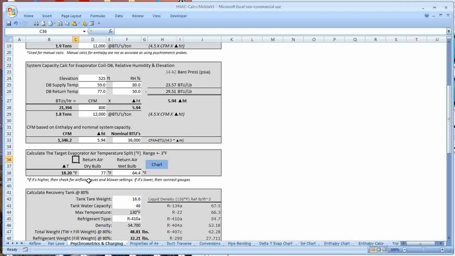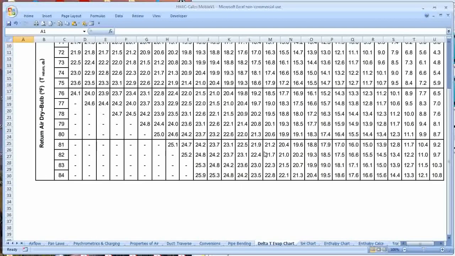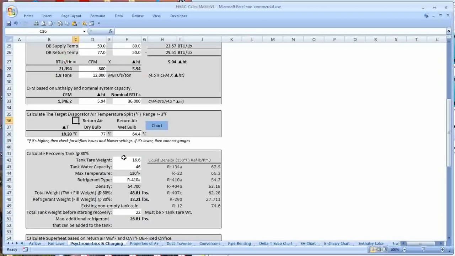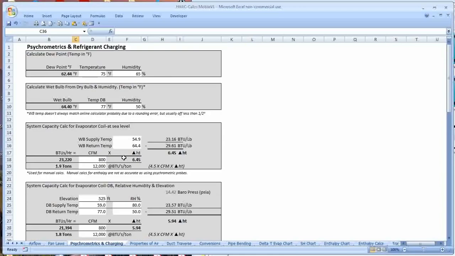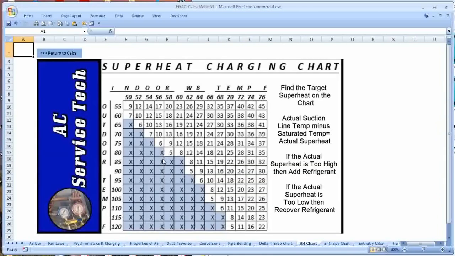So in the psychrometrics, I also forgot to add, I put some charts here for calculating. This will take you over to the chart. You can look up the chart if you want. And this returns you back to the calcs. That's the chart for target evap temperature. And there's another one in here somewhere. This good old chart. Indoor wet bulb. Outdoor temp I stole from AC Service Tech.